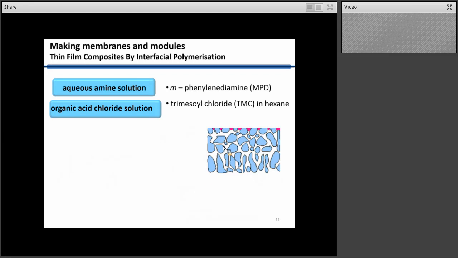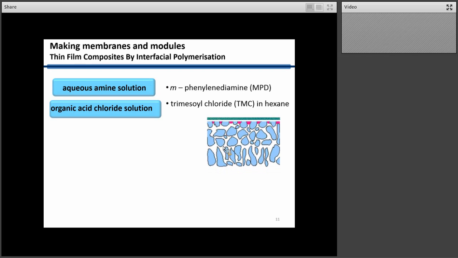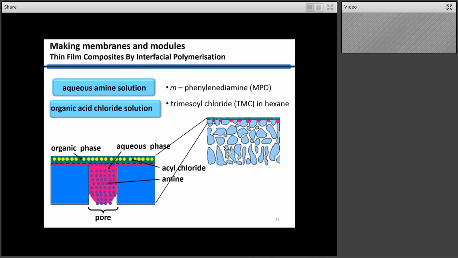And so the way we do that is we start off with this open porous support and we impregnate it with the aqueous solution of the amine, and we then contact that with the organic solution of the trimesoyl chloride. And they react together to give us this polyamide layer, a very thin layer at the surface of the membrane, and it's that polyamide layer that provides the selectivity.